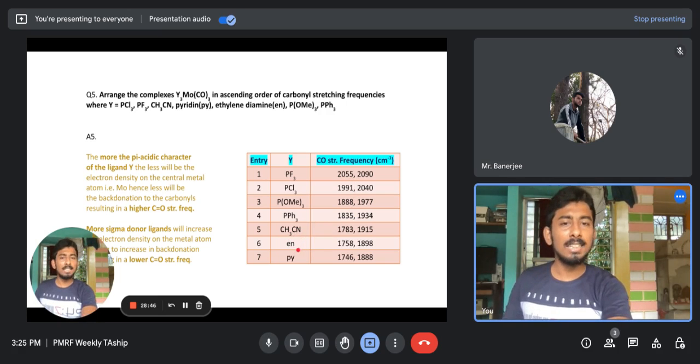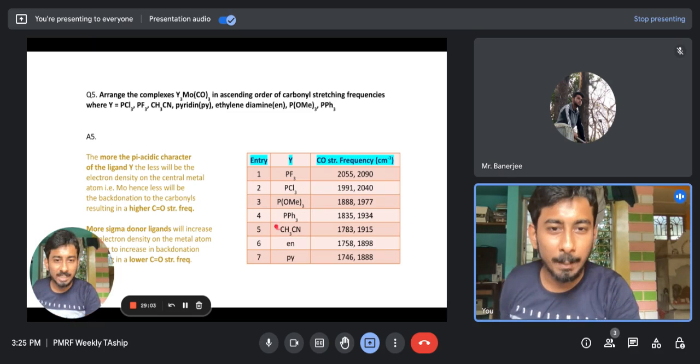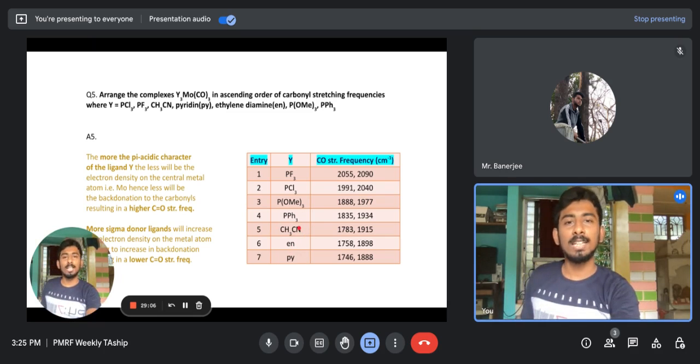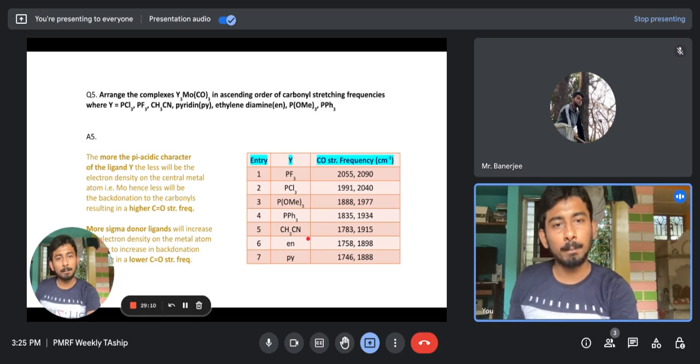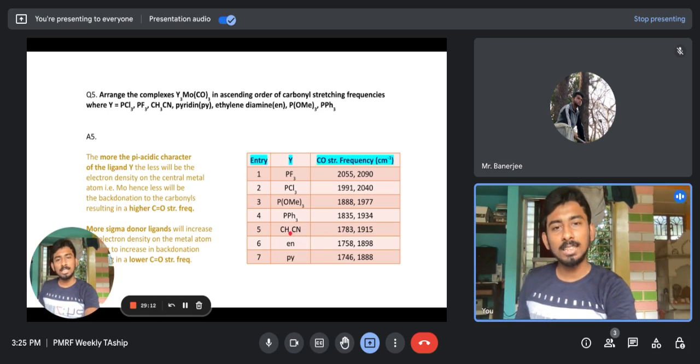In case of acetonitrile, ethylene diamine and pyridine, you see this is the acetonitrile. Acetonitrile is a very poor sigma donor, but it is also not a very good pi acceptor, because though the nitrogen is sp and quite electronegative, there is no resonance stabilization here. So the minus I effect of this is not that much. That's why in this case the sigma donation is also crucial here. So that's why in this case the stretching frequency is also low.